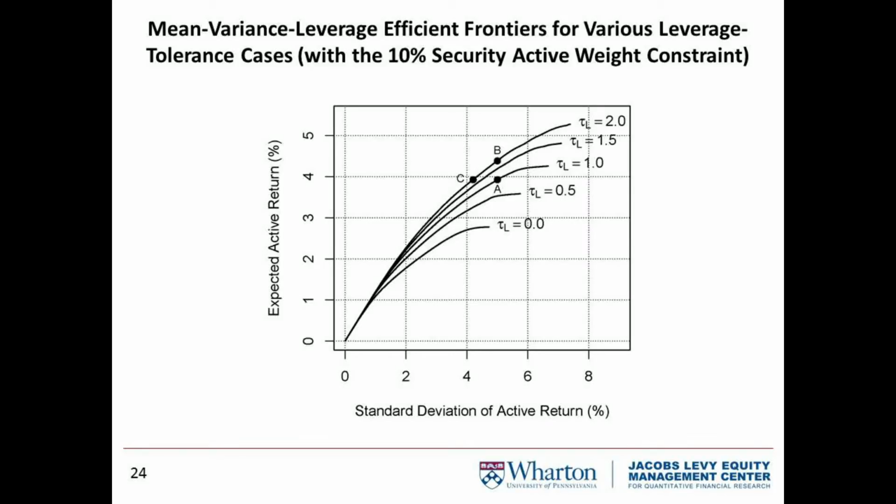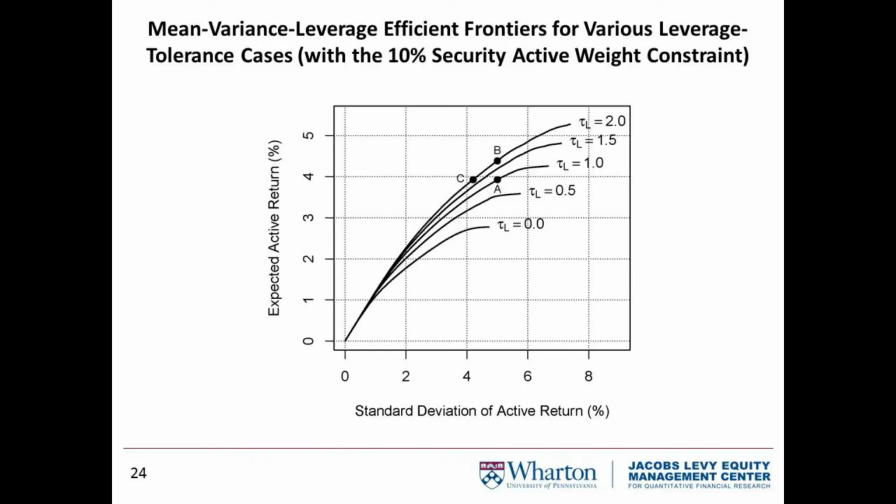So let's pick up now on where Ken left off. We're going to look at various mean variance leverage efficient frontiers for different leverage tolerance cases, and we will take into account that there is a 10% security active weight constraint that's present. Now, the efficient frontier shown at tau sub L equals 0 and the efficient frontier shown at tau sub L equals 1 are actually identical to the efficient frontiers that Ken showed earlier. What we've added in here is some additional efficient frontiers. And what we've also done is to identify certain portfolios. So we've identified portfolio A, B, and C.